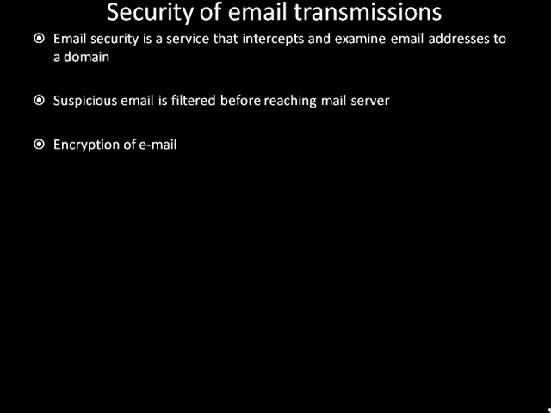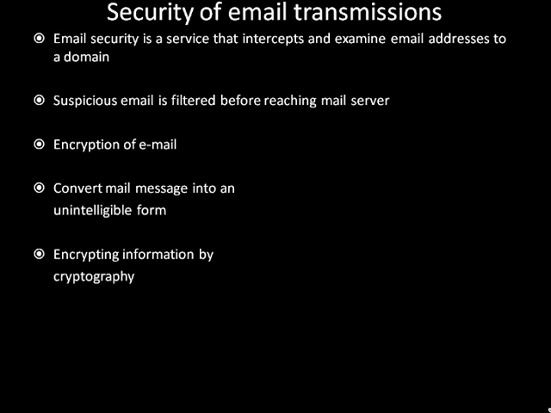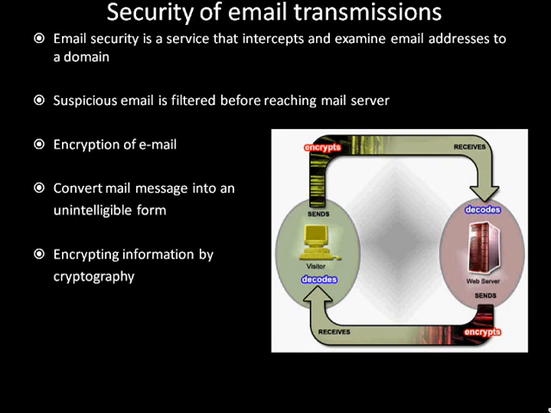Encryption of email. Email encryption is commonly used to convert an email message into an unintelligible form that prevents people other than the intended recipient from reading it. This is a powerful tool to protect user privacy. The science of encrypting information is known as cryptography. Encryption is the process of coding a message so that its meaning is concealed. The process of transforming an encrypted message back into the original readable form is called decryption.